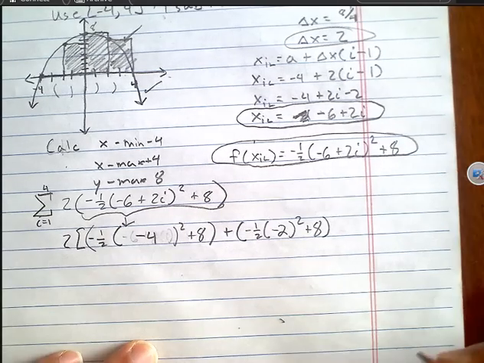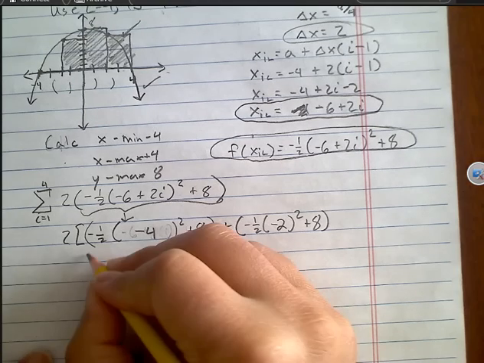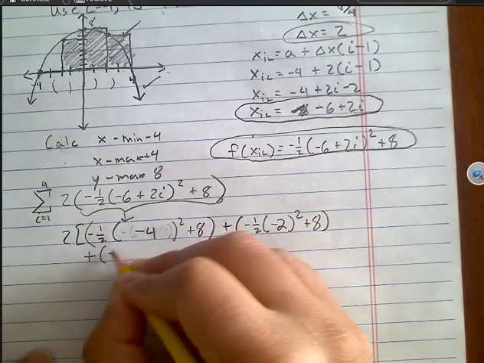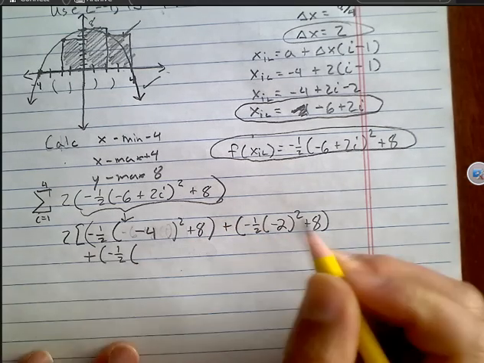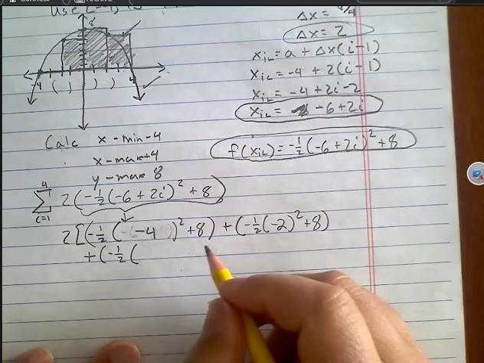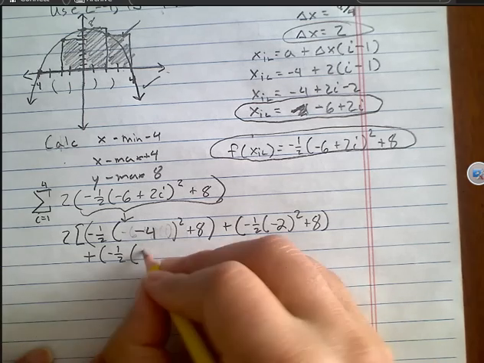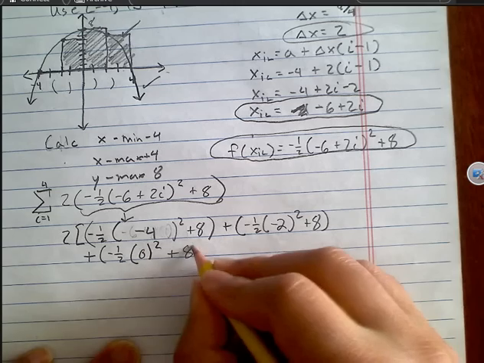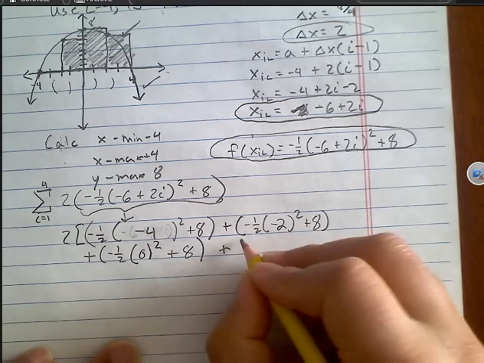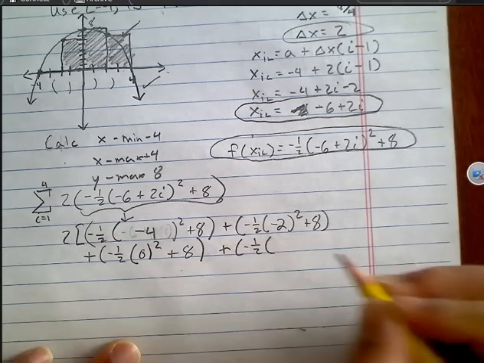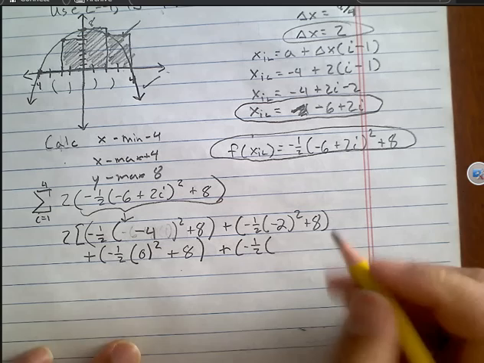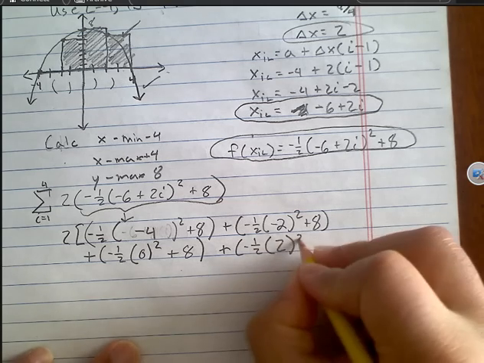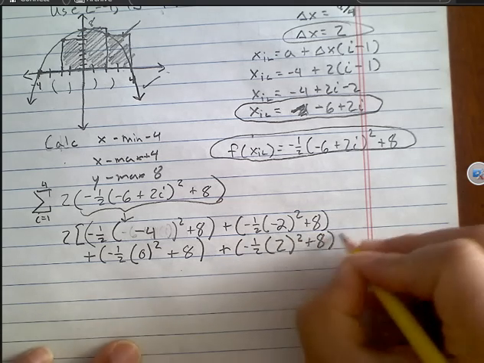Alright. Now I have to do the next one. So plus negative 1/2. Now 3. 3 times 2 is 6. Negative 6 is 0 squared plus 8. Plus negative 1/2. Plug in 4. 2 times 4 is 8. Negative 6 is 2 squared plus 8. And there we have it.